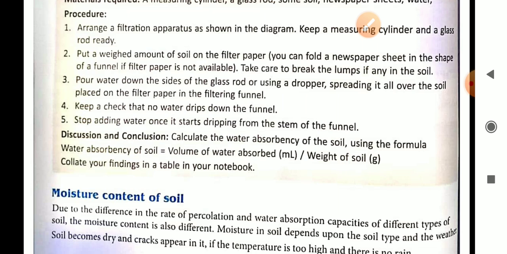Now calculate the water absorbency of the soil using the formula, that is volume of water absorbed divided by weight of the soil. Suppose the weight of the soil we have taken is 50 gram and the volume of water absorbed we have to find out, because the initial volume of water first we have to take and then the final volume of water in the measuring cylinder. Suppose initial volume is U milliliter, final volume is V milliliter, then we will subtract it, U minus V, and this is the volume of water absorbed by the soil.